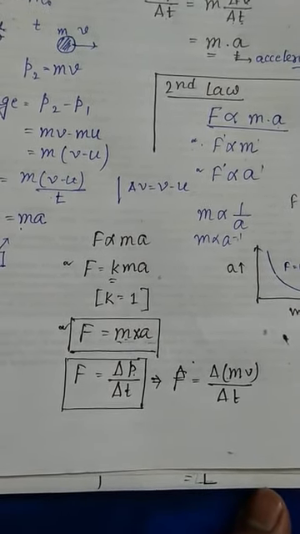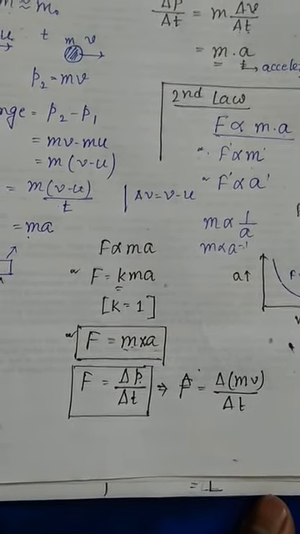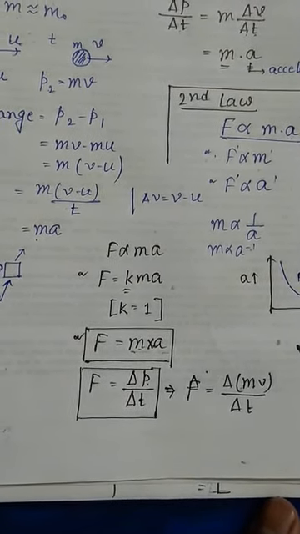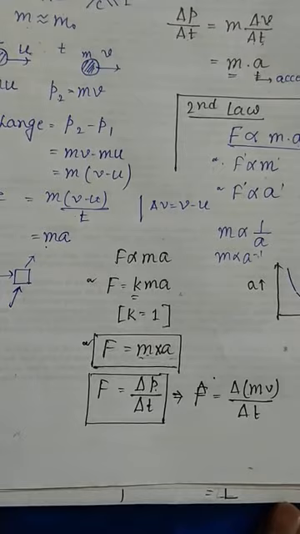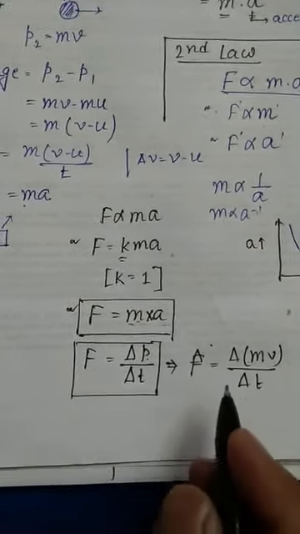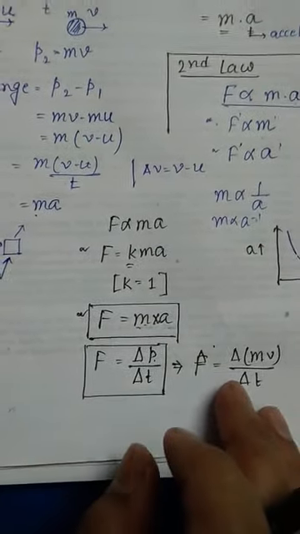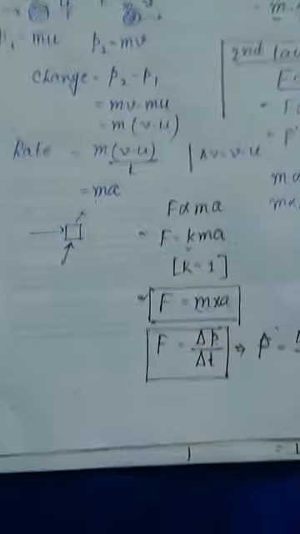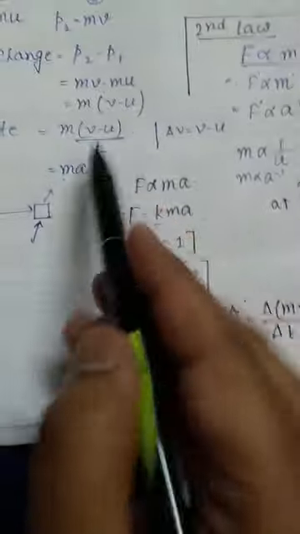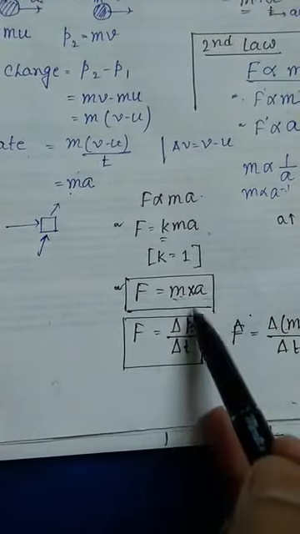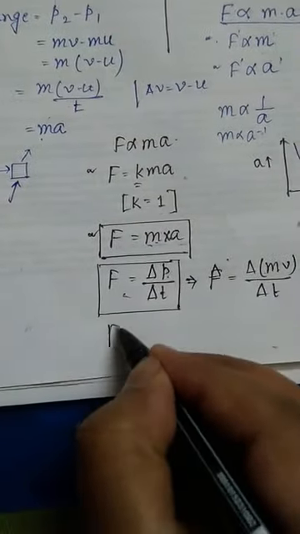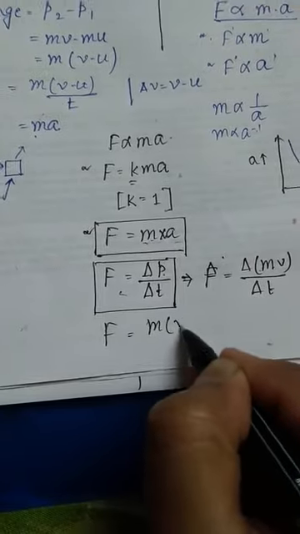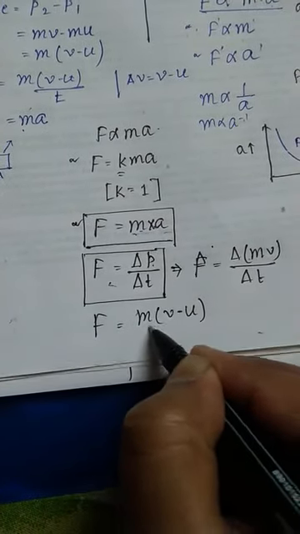Now we shall get Newton's third law from Newton's second law. Before that, Newton's first law from Newton's second law. How to get Newton's first law? Look at this equation. From here we can get this equation also. Instead of rate of change, we can put this: F equal to m into (v minus u) by t.